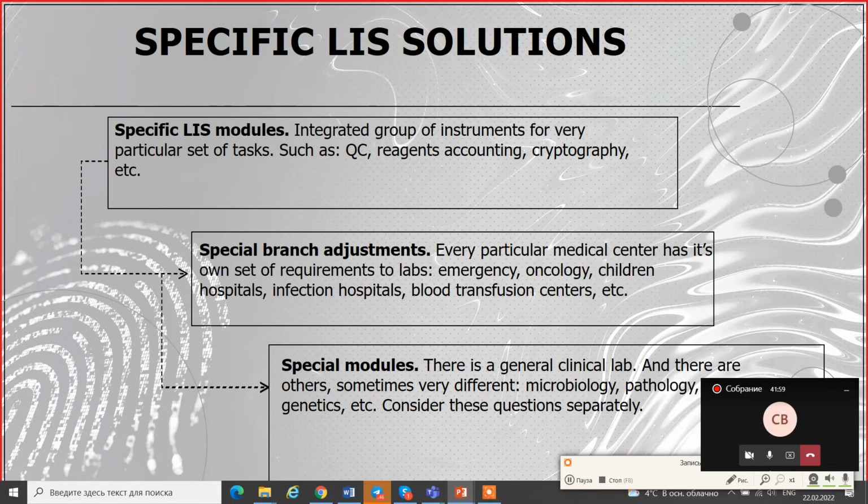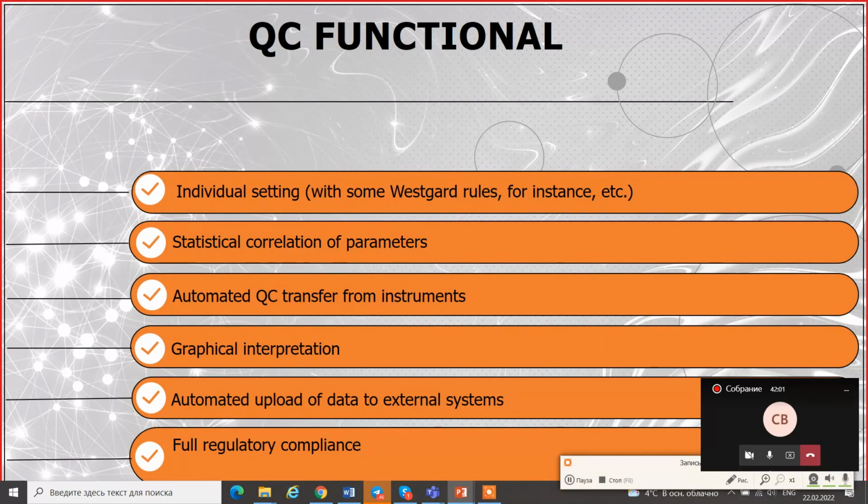And I think that we can just say a few words about it. Quality control. Usually it's just working with standard deviations and variations and specific data that instruments can usually automatically exchange with the LIS. It can process this information with individual settings, like Westgard rules, some of which you currently use. It's the Levey-Jennings graph and graphical approach.